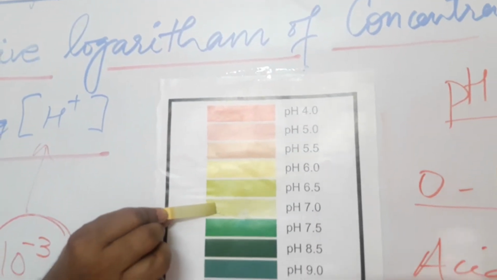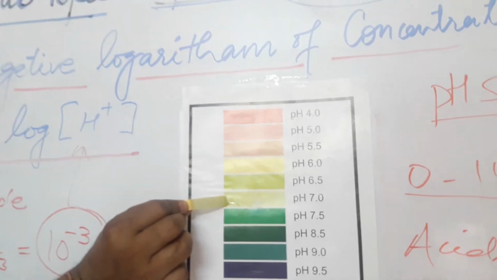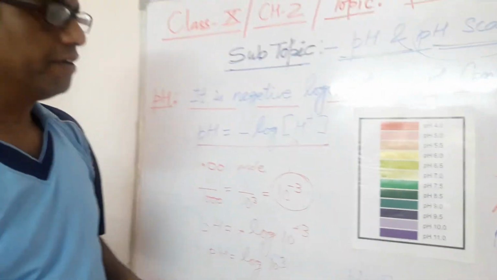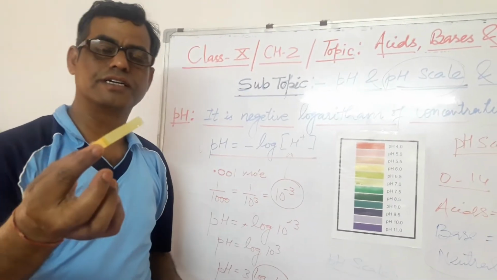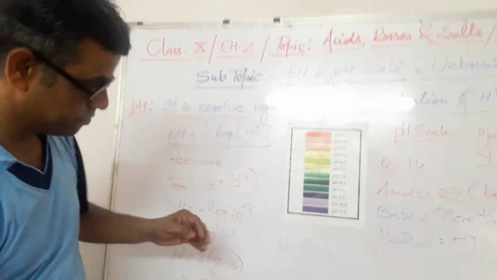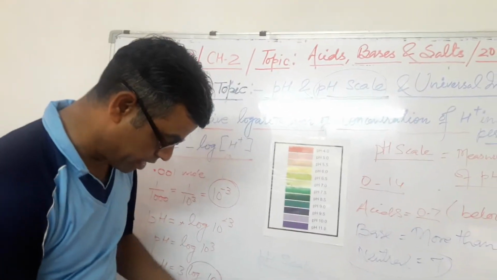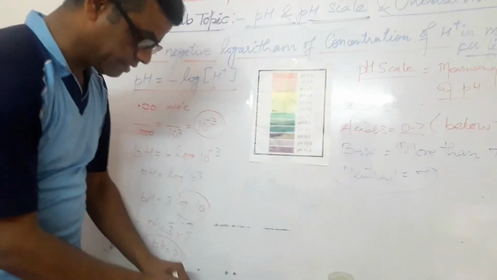So it is matching with this one. It means the pH of this is 7. It means the sugar solution is neutral. The pH is 7.